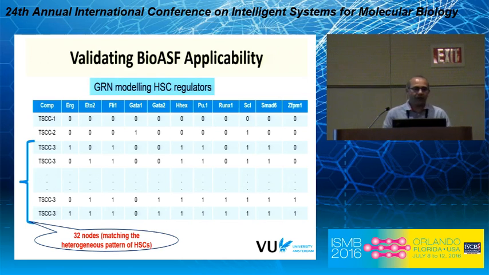So the first TSCC represents a known hematopoietic cell. The second one, consisting of one node, represents a mature erythrocyte. And we have also TSCC3, which consists of 32 nodes, and they together represent heterogeneous hematopoietic cells.